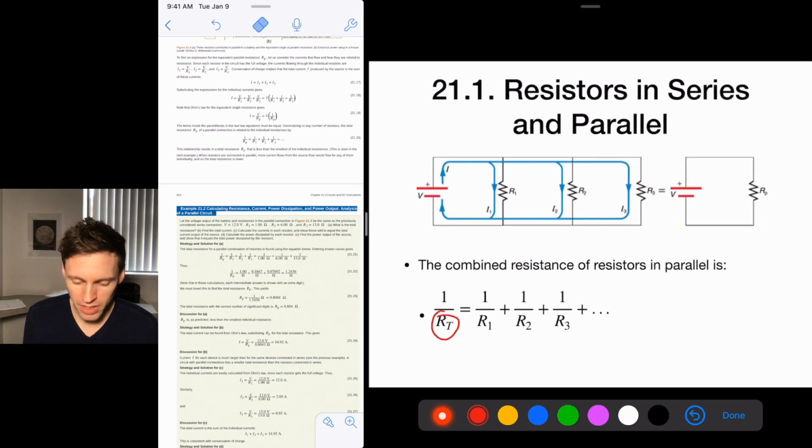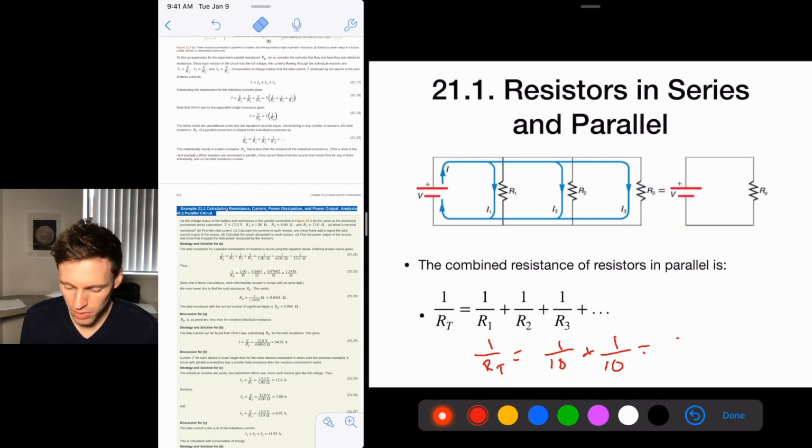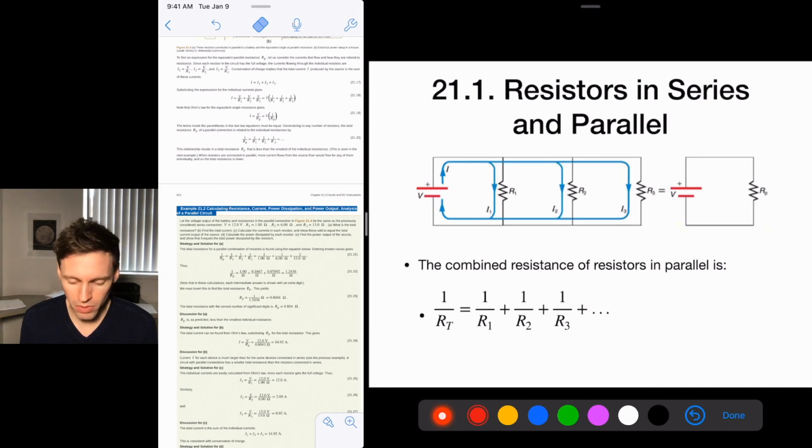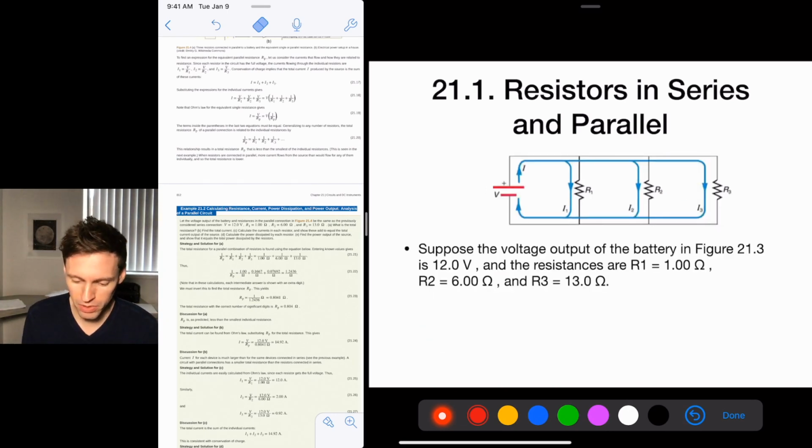Now, in order to get R total, for example, 1 over R total is equal to 1 over 10 plus 1 over 10. That's equal to 2 over 10, right? That's 1 over R total. So then 10 over 2 is equal to R total, because we have to take the reverse of that. So we get 5 ohms if these were each 10 ohms. The combined resistance is 5 ohms. Okay, so that's the trick there. You can't just do 1 over R1 plus 1 over R2 plus 1 over R3 and be done. You then have to take 1 over that to undo the reciprocal. That's a common tricky point that people sometimes overlook.